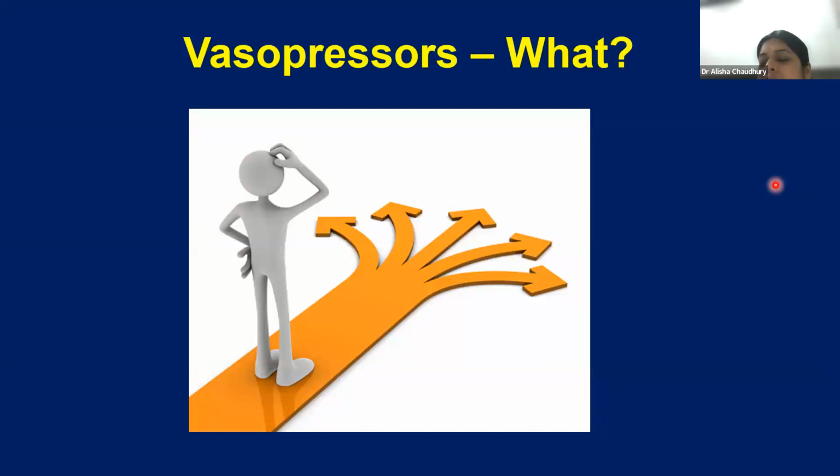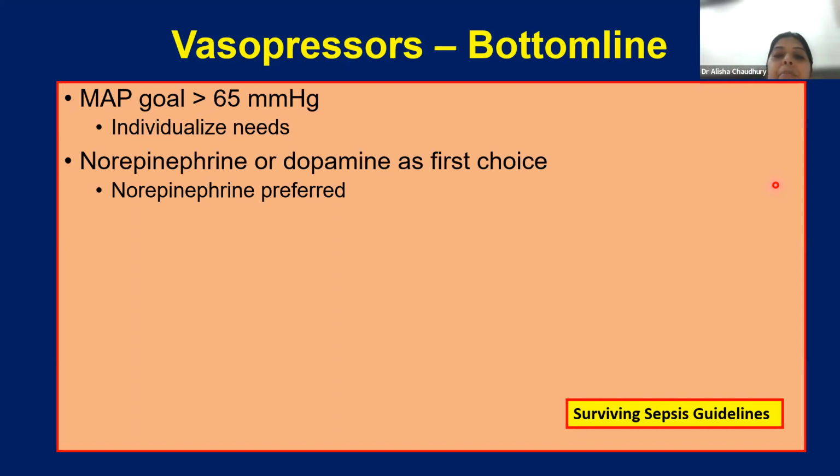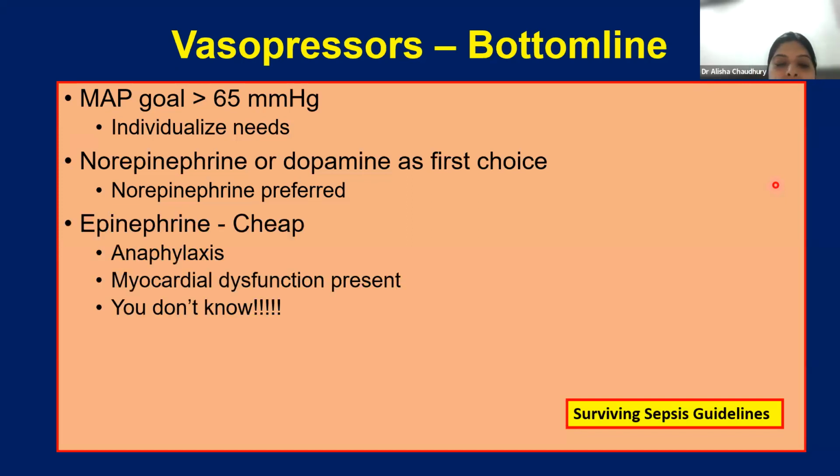So we spoke about adrenaline, noradrenaline, dopamine and phenylephrine. Now we are confused, right? When do we use what? Whenever you're using vasopressors, our MAP goal is more than 65, but you need to individualize based on the underlying clinical condition. Norepinephrine or dopamine as the first choice based on the SOAP2 trial, but actually norepinephrine is preferred. That is what the guidelines say.